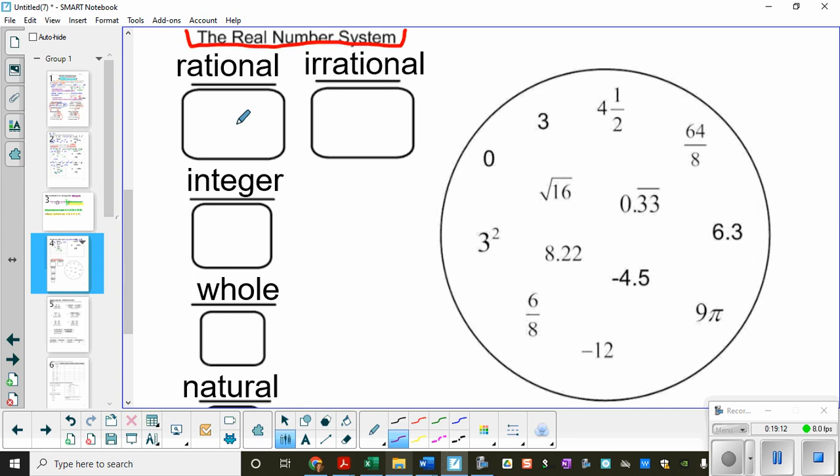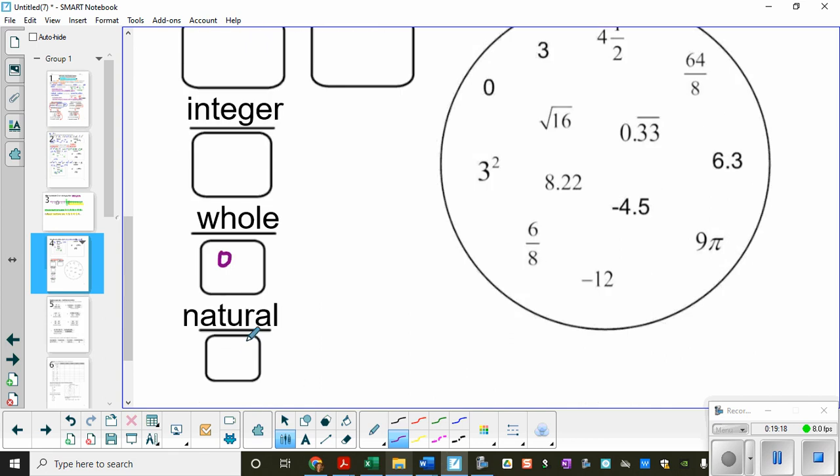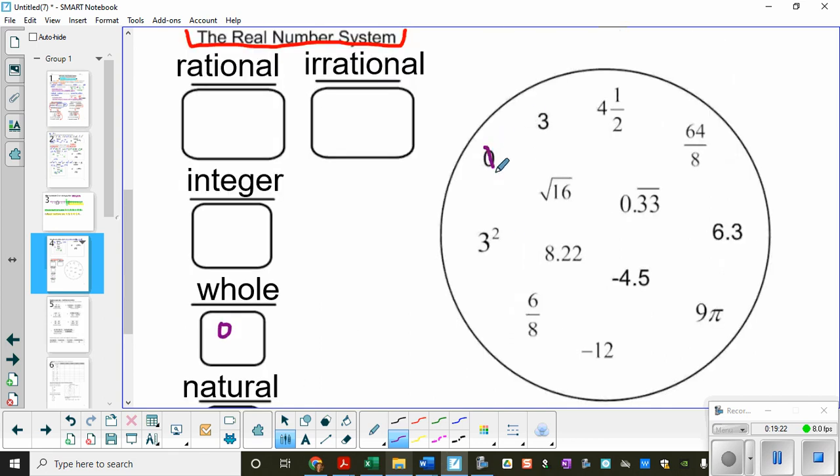So 0 is rational. It is on the number line, and it is a 0 and up number. So 0 is going to go right there for whole. I can't put it in natural because it's not 1 and up. All right, cool. So we've got 0.